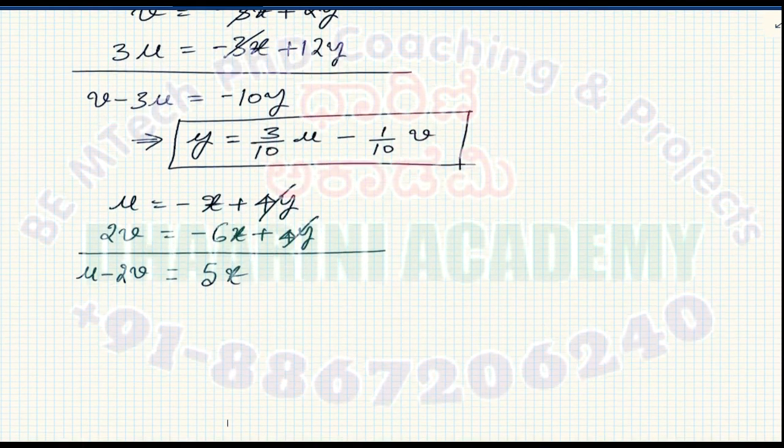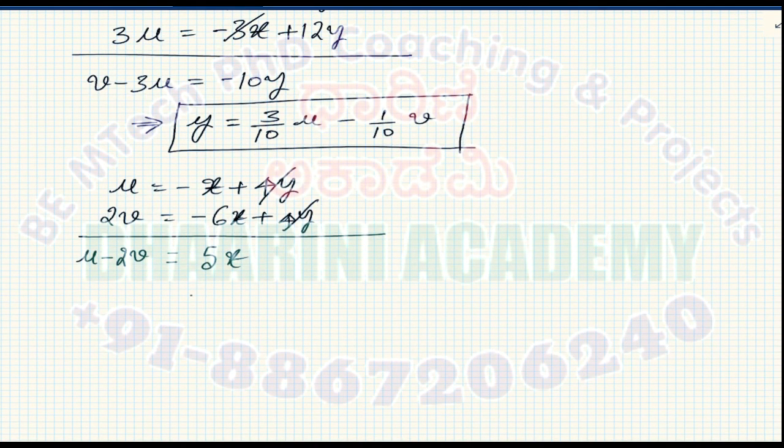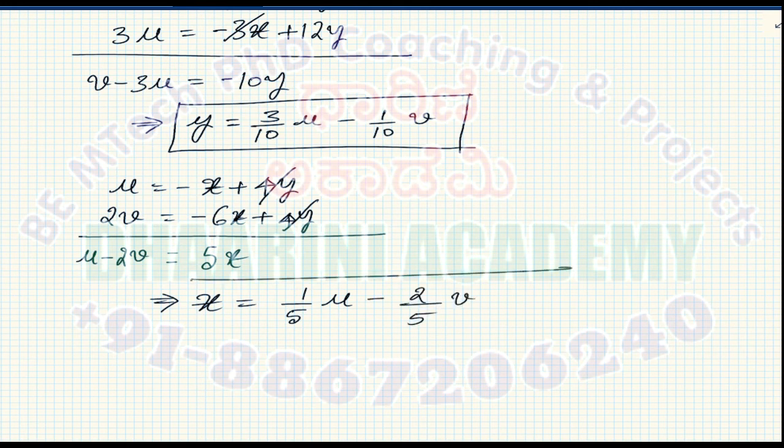Now we can simply get the value of x. This implies x becomes equal to, taking 5 to the other side, 1 by 5 times u minus 2 by 5 times v. You got this. So x and y we have.